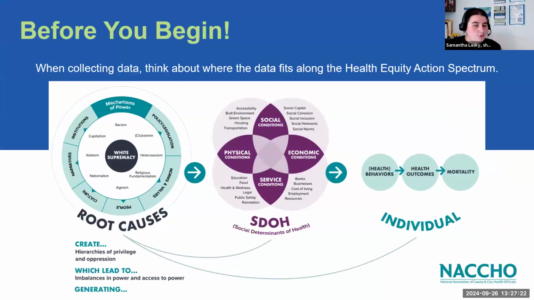As always, before you begin, when collecting data, it's really important to think about where the data fits along the health action equity spectrum. Do they represent root causes of health inequities, like systems of power, privilege, and oppression, social determinants of health, social and structural determinants, health behaviors, or health outcomes? And how does the data from each assessment relate to and influence the other two assessments?